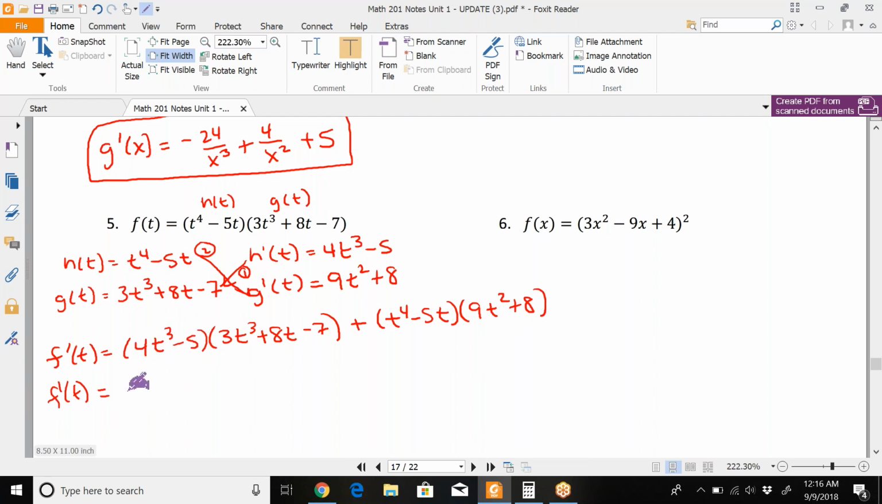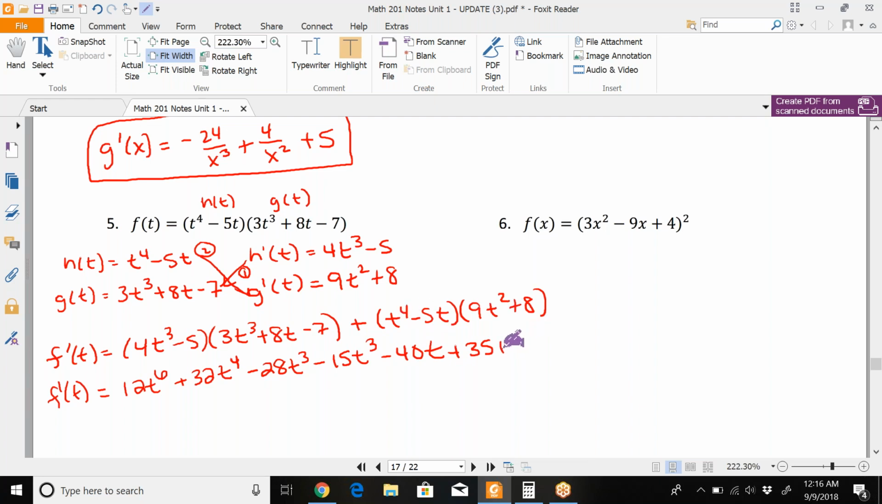So 4t cubed times 3t cubed is 12t to the sixth. 4t cubed times 8t is 32t to the fourth. 4t cubed times negative 7 is negative 28t cubed. Negative 5 times 3t cubed is negative 15t cubed. Negative 5 times 8t is negative 40t. Negative 5 times negative 7 is positive 35.